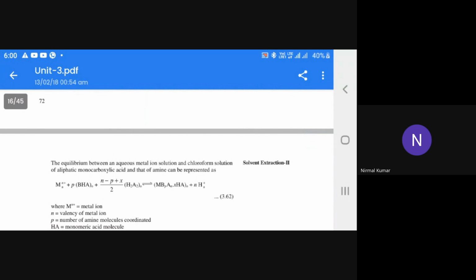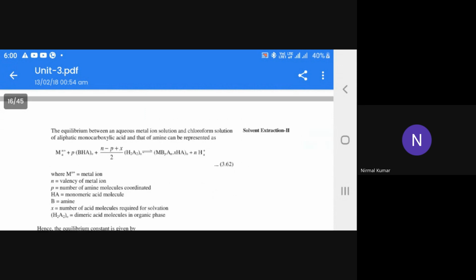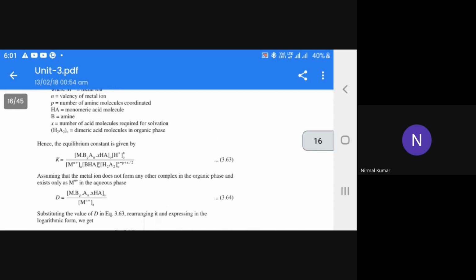So in such a situation, the equilibrium between an aqueous metal ion solution and chloroform solution of aliphatic monocarboxylic acid and that of amine can be represented by this equation, where M^n+ is the metal ion, n is the valency of the metal ion, p is the number of amine molecules coordinated, HA is the monomeric acid molecule, B is the amine, x is the number of acid molecules required for solvation, and (HA)2 is the dimeric acid molecule in the organic phase. In this way, the equilibrium constant can be given by this equation.